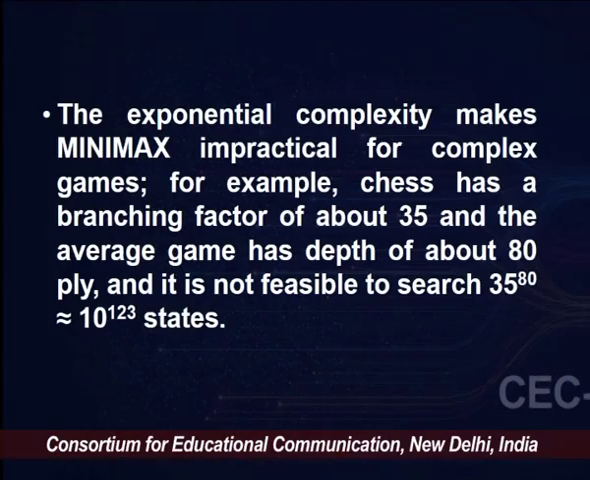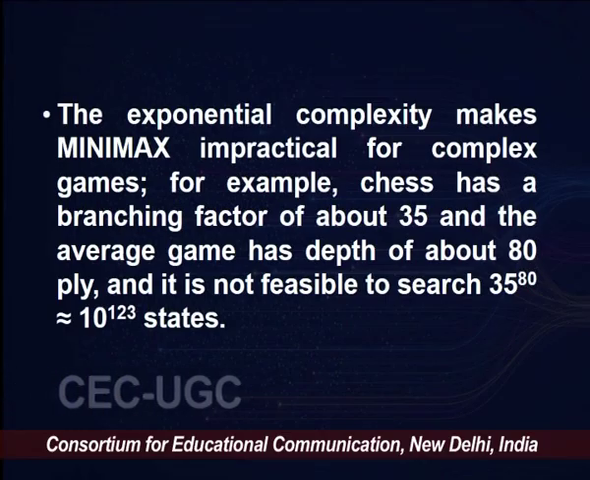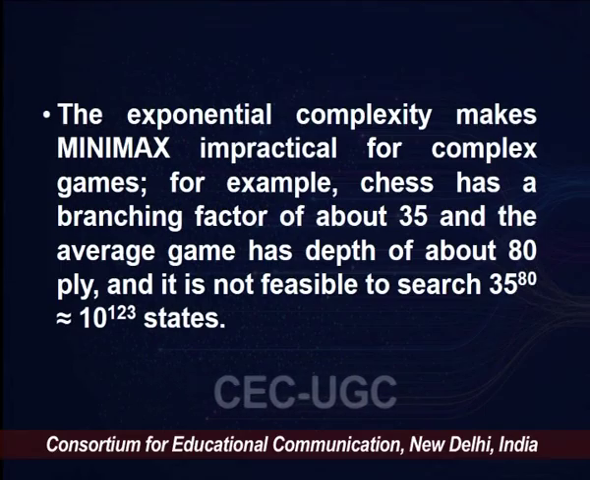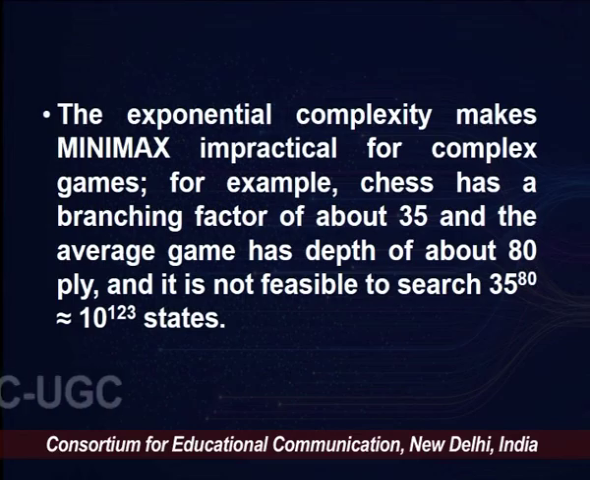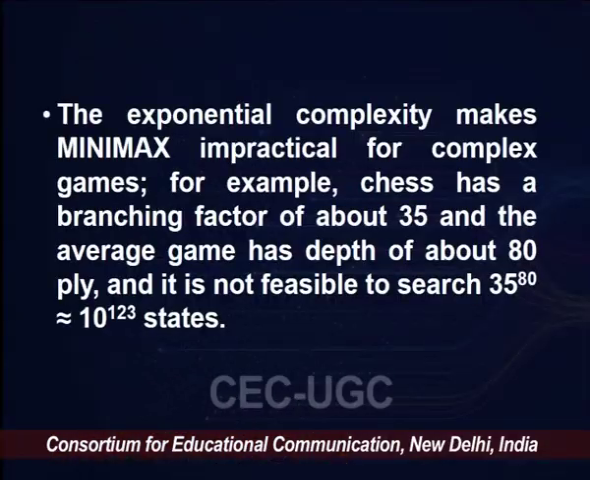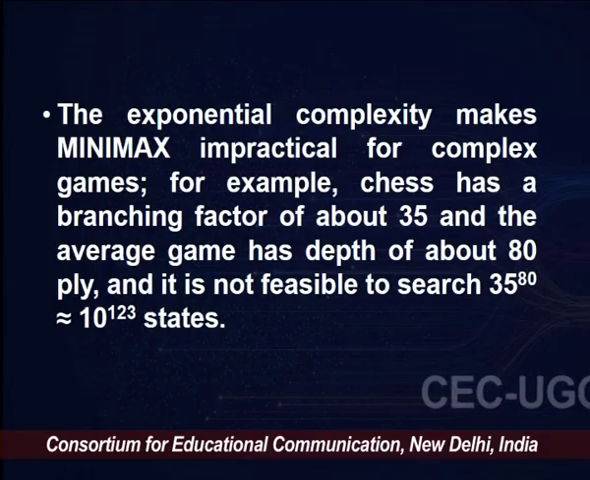The exponential complexity, b to the power m, makes minimax impractical for complex games like chess, which has a huge branching factor of about 35, and the average game has a depth of about 80 plus. It is not feasible to search this many possible combinations, which is equivalent to 35 to the power 80, and that results in about 10 to the power 123 states.